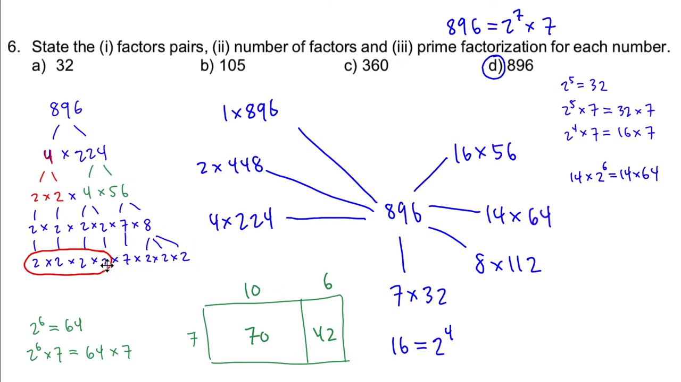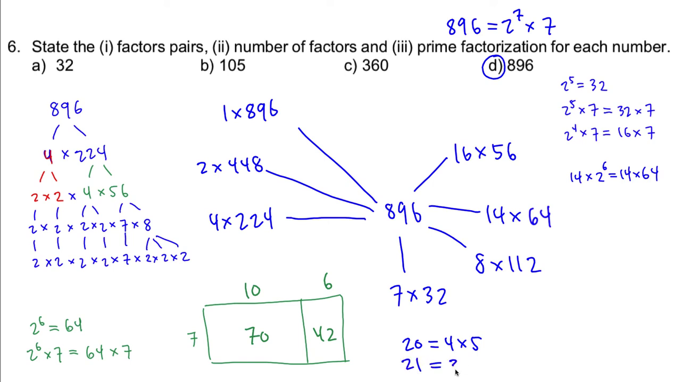After 16 comes 17, but that's a prime number and doesn't show up here. Then we have 18, but 18 is 2 times 9, and 9 has factors of 3, which we don't have. After 18 comes 19, which is a prime number, not one that we have. And then we have 20, but 20 is 4 times 5, and there's no factor of 5.